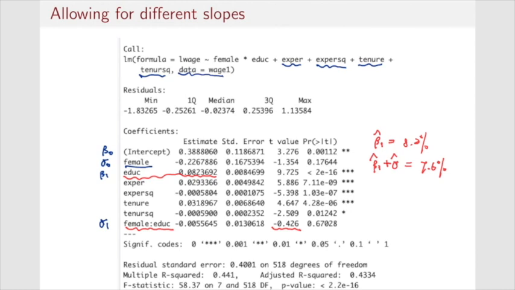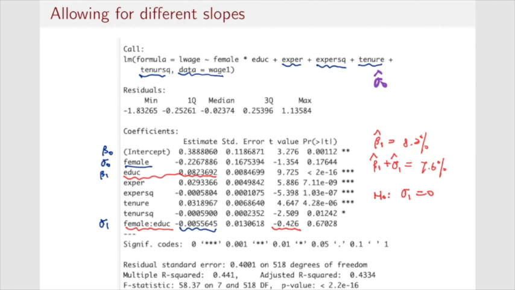The t-statistic for delta 1 hat is quite small, so we cannot reject the null hypothesis that delta 1 equals 0. The size of the coefficient is also very small. So we can say that the marginal returns of education for females and males are neither economically significant nor statistically significant.